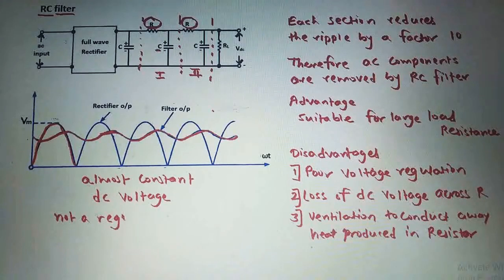But it is not a regulated DC voltage. So the RC filter will also give almost a constant DC voltage, but it does not give the regulated DC voltage. So this is the waveform of RC filter, and this is all about the fourth type of filter, that is RC filter.